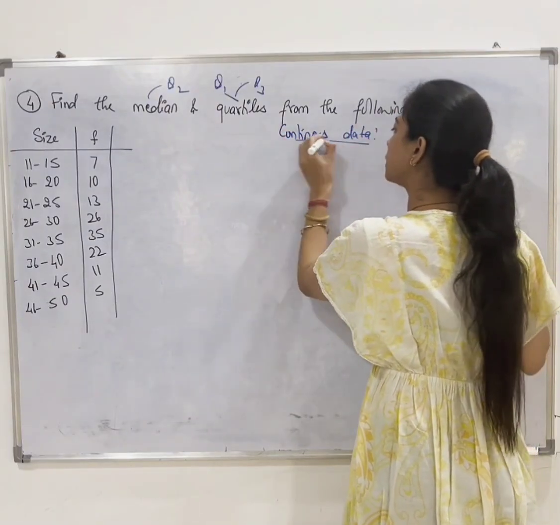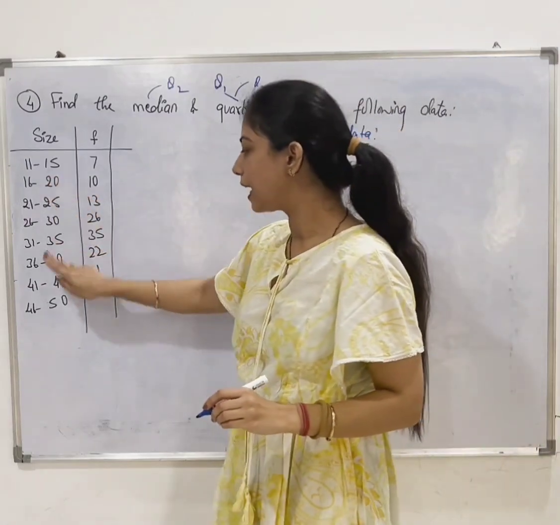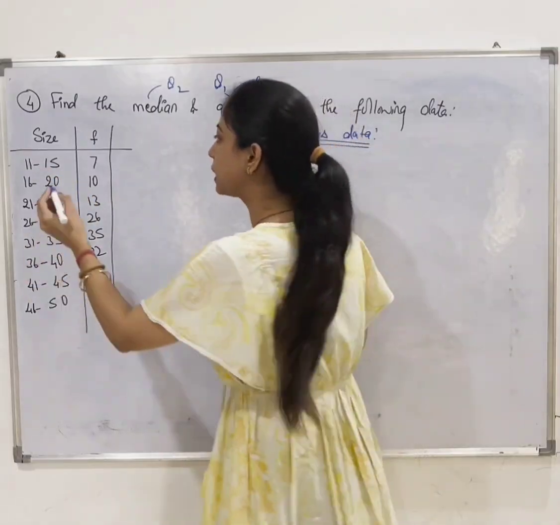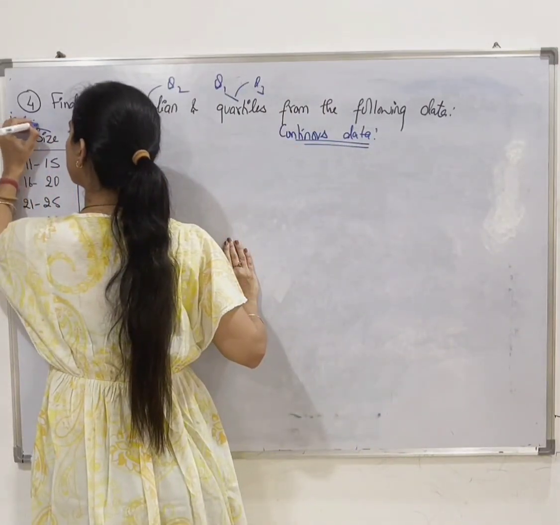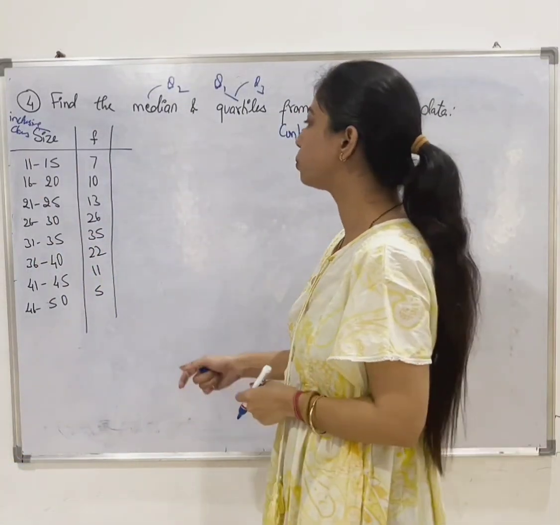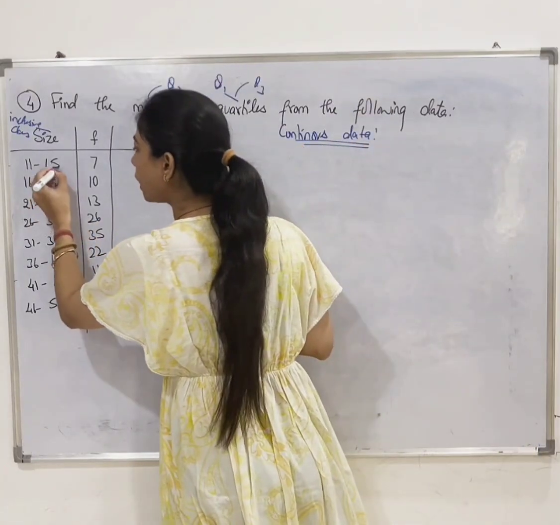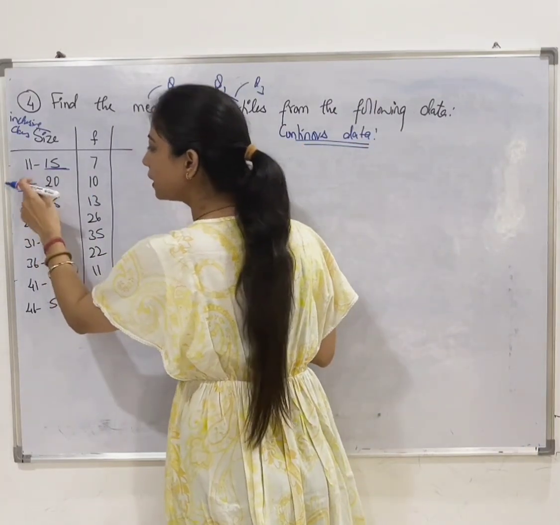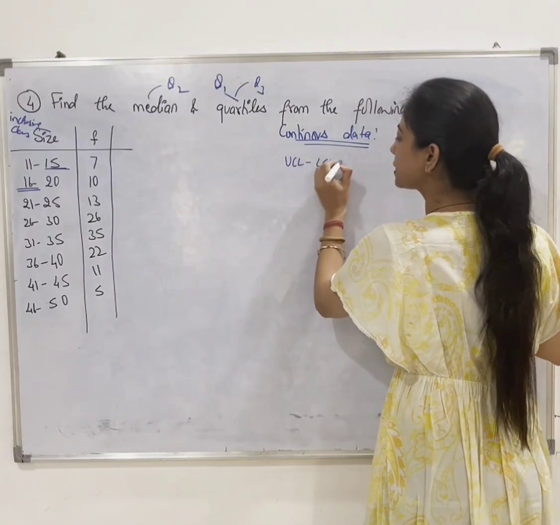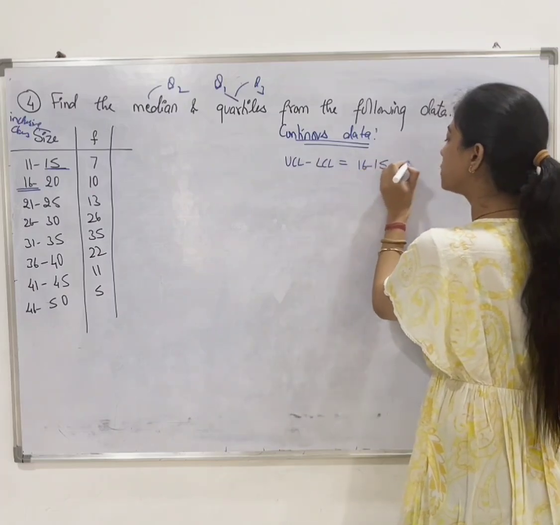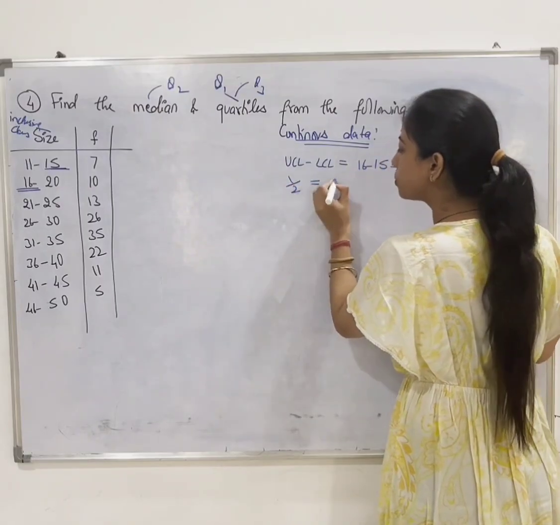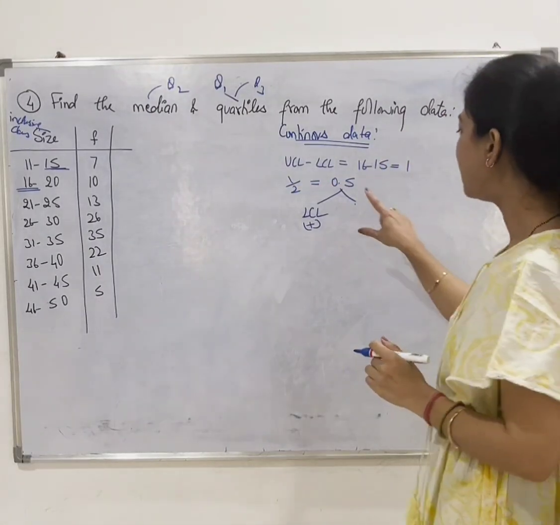It is continuous data. Now we can see the sizes are given in the form of inclusive class. So we need to convert this into exclusive class. How are we going to do that? Since we have the upper limit, lower limit, and the next lower limit, we need to subtract first: upper class limit minus lower class limit, which is 16 minus 15, equal to 1. Now divide this by 2, which is 0.5. Now we have the 0.5 value.